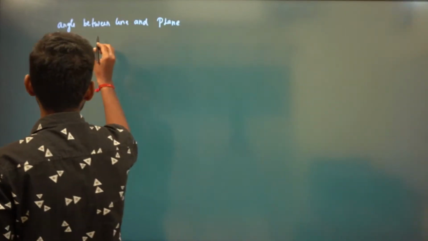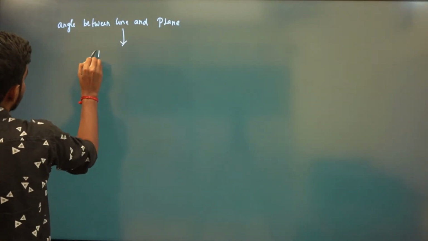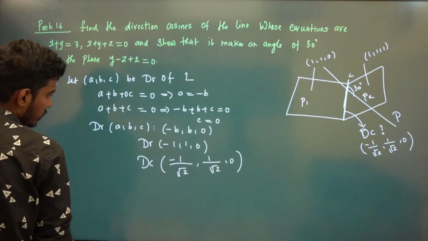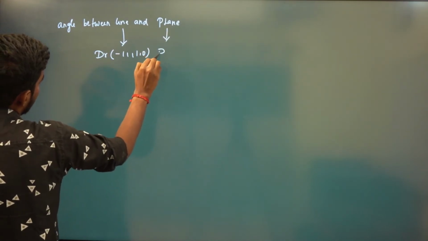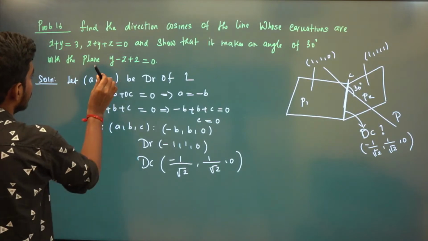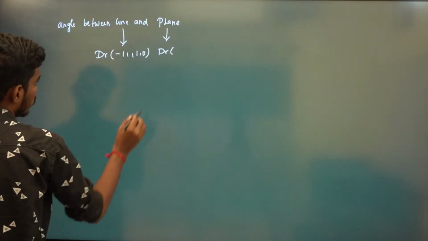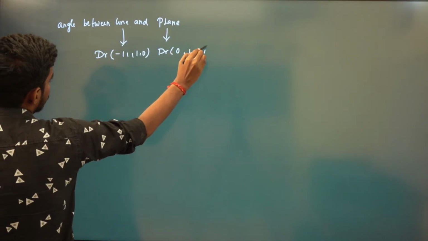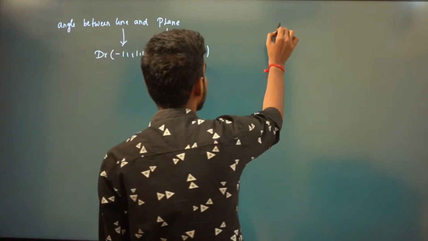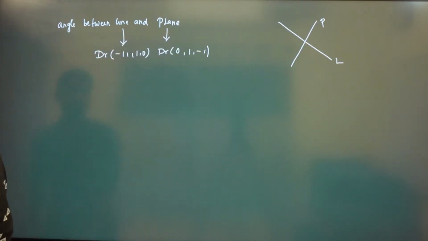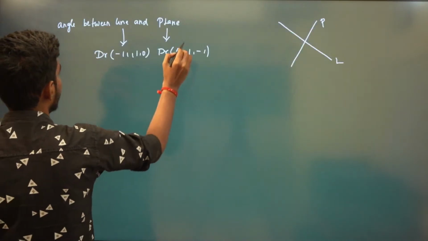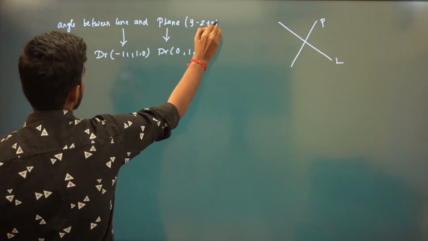Angle between two planes is nothing but the angle between their normals. Similarly, the direction ratio of the line is minus 1, 1, 0. And the direction ratio of the normal to the plane is 0, 1, minus 1. So we know the direction ratios of the line as well as the plane, and we need to find the angle between them. The plane is y minus z plus 2 is equal to 0.